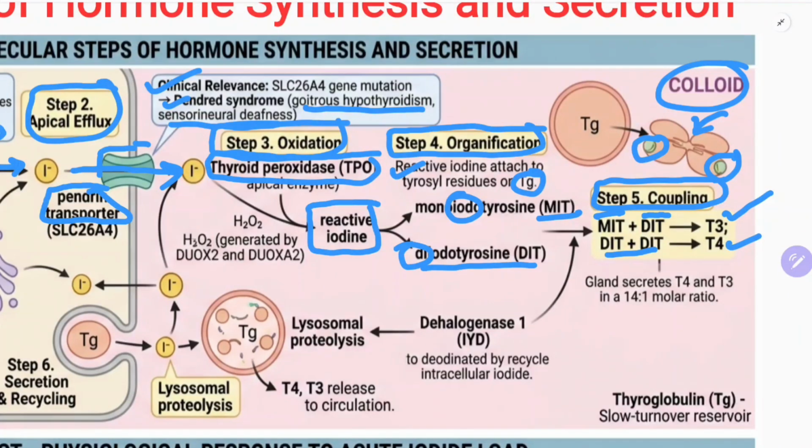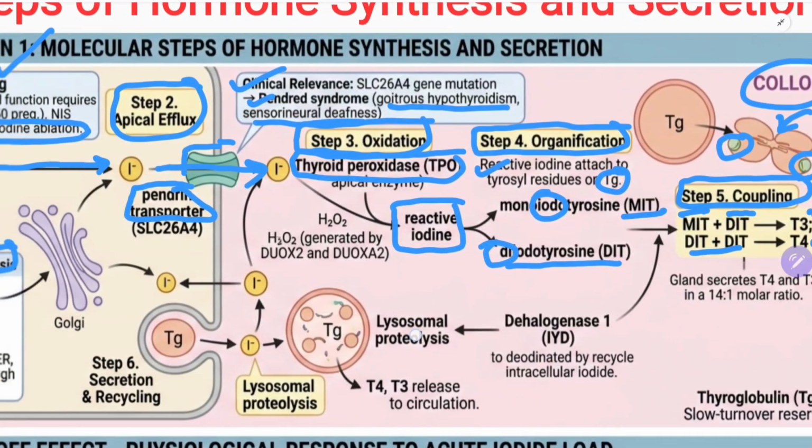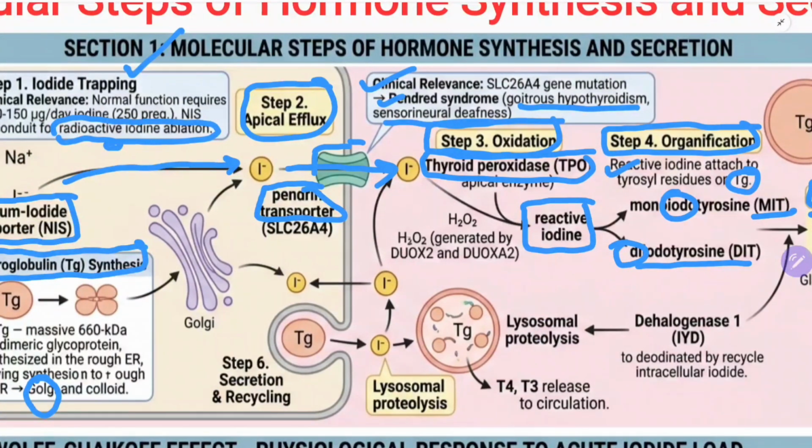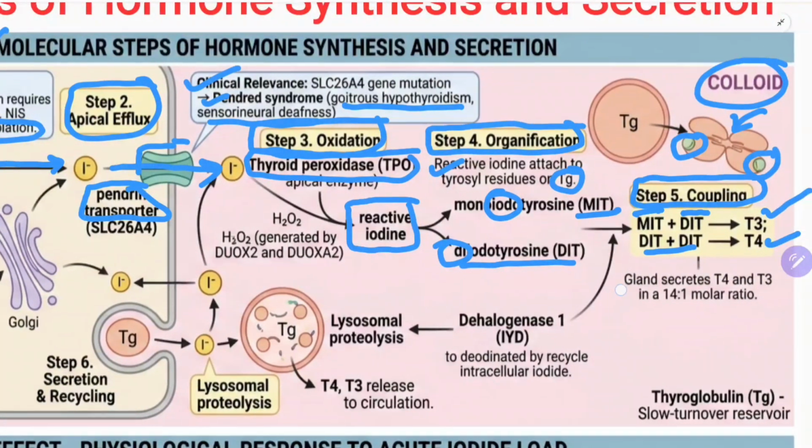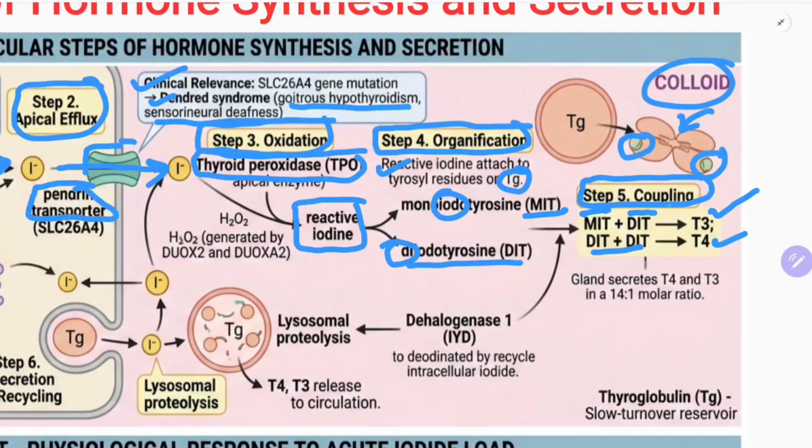Now these are the steps of the formation of thyroid hormones. Number one is iodide trapping through the sodium iodide symporter, then apical efflux through the Pendred transporter, then thyroid peroxidase oxidation, then organification, then coupling. After production of T3 and T4, the thyroid gland secretes T4 and T3 in the ratio of 14:1.